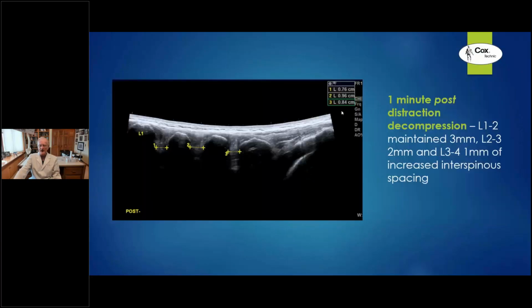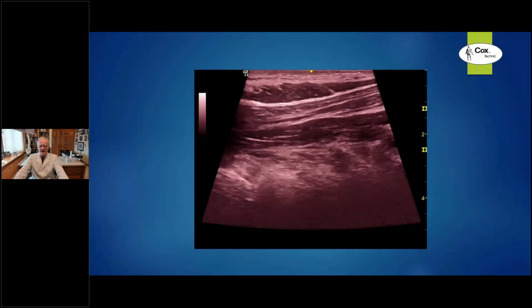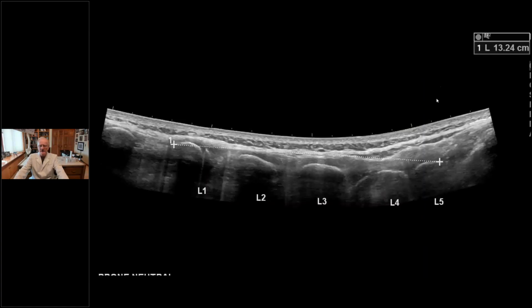Then when we stop distraction, 1 minute post-distraction, we see that the one that was 0.8 is now 0.96. So there is a movement. This is an elastography study of the interspinous ligaments and the mechanical changes in the lumbar spine when we apply Cox technique. If you look here, we note that neutral from L1 through L5 is 13.24 centimeters.